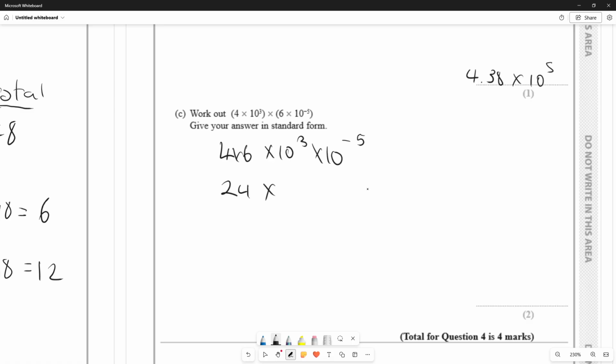Notice how the bases are the same. So when we multiply, we add the powers. So 3 plus -5 will give you 10 to the -2. However, this is not in standard form because you have 24. The number has to be less than 10.